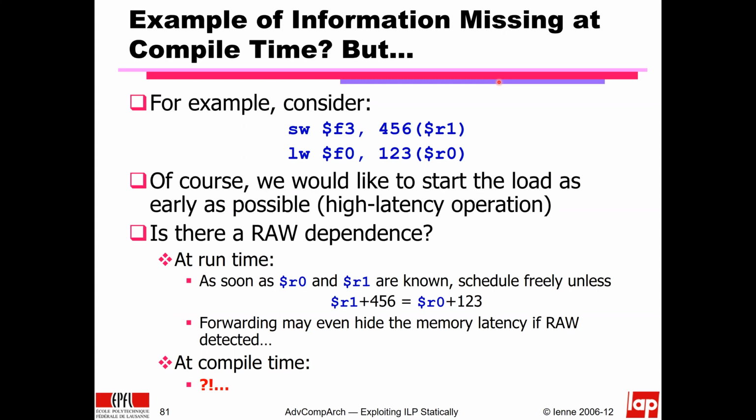We are looking at this at compile time, so I don't know what is the value of R0 and R1. So this is one of the things that are easy at runtime. Maybe they take some time because I need to wait for R0 and R1 to be computed, but eventually they will. And the moment they are computed, I can decide whether the load can go above the store.